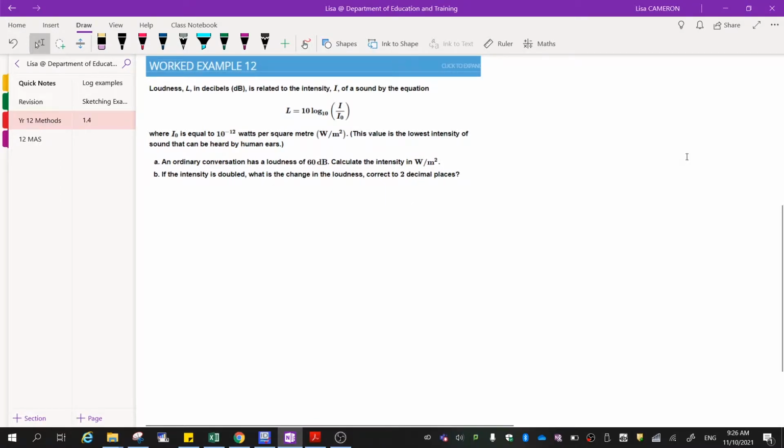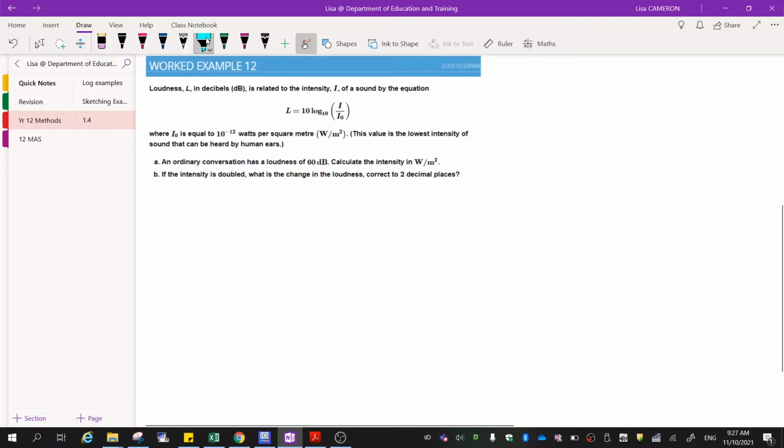Loudness in decibels is related to the intensity of the sound by the equation, and this is the equation given, where I0 is equal to 10 to the power of negative 12 watts per square metre. This value is the lowest intensity of sound that can be heard by human ears. An ordinary conversation has a decibel of 60. Calculate the intensity in W/m². If the intensity is doubled, what is the change in loudness, correct to 2 decimal places?